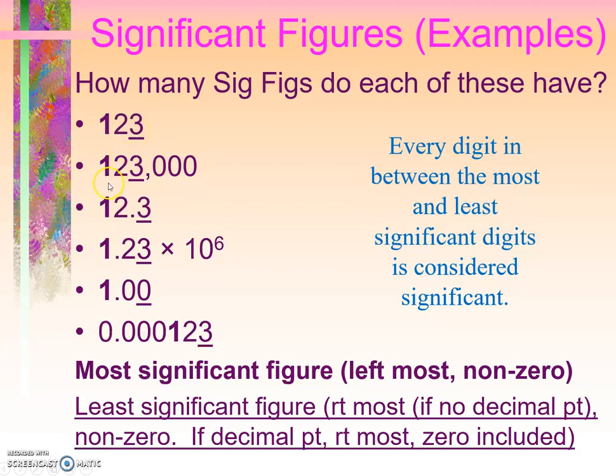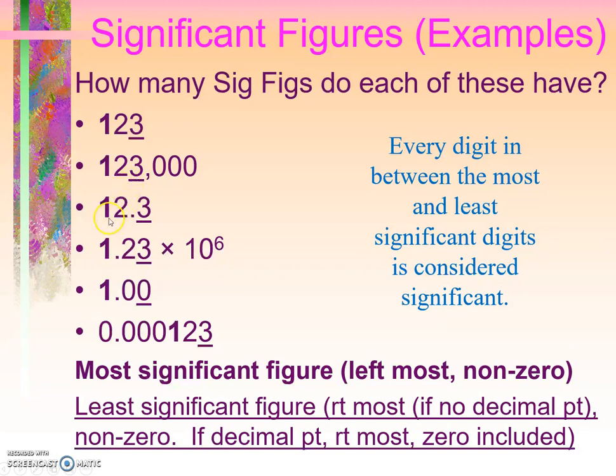Now the next one down, we look at 123,000. Once again, you go all the way to the left. The leftmost digit is a 1. And this is the leftmost non-zero digit. That's the most significant figure. Then you look and you determine if there's any decimal points. Well, no, there's no decimal points in this figure. So now what you do is you look all the way to the right till you find the rightmost non-zero number, which in this case is the 3, because these zeros then don't count. So this number has 3 significant digits as well.